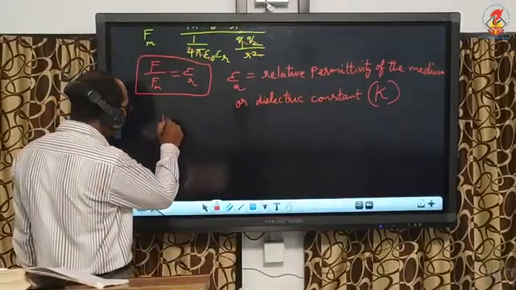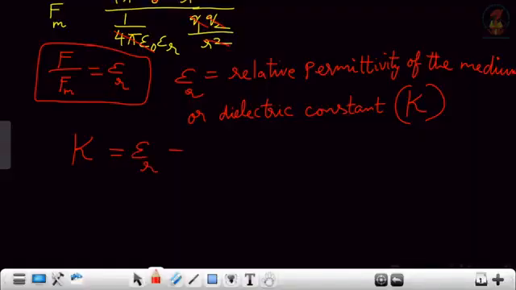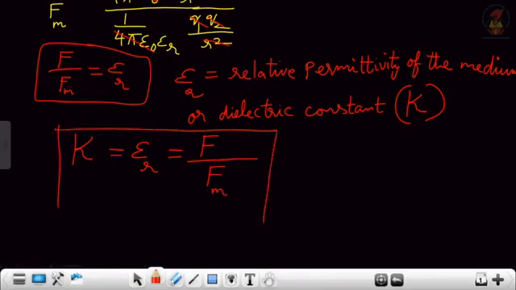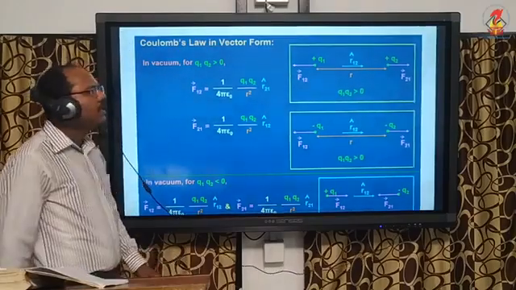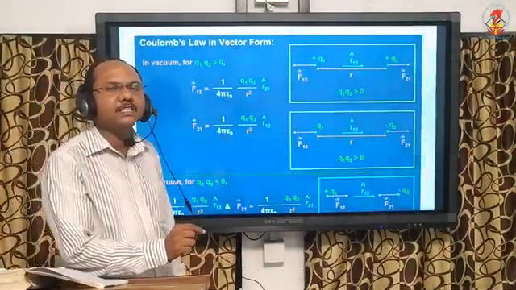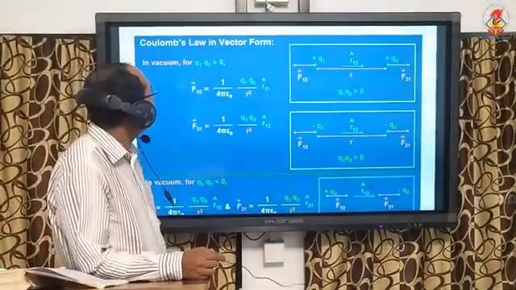Therefore dielectric constant K can be defined as the ratio of force between two charges when they are placed in vacuum or air divided by the force between two charges when they are placed in medium. So the equation is K is equal to F by Fm. Now let us see how we express Coulomb's law in vector form.